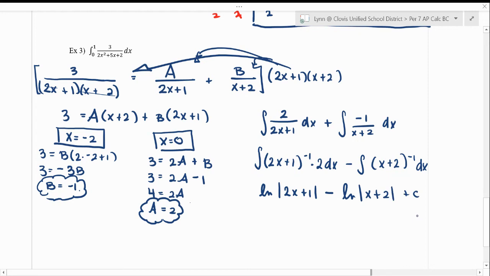And then plus c. And then one thing I do want to point out, just as a reminder, because they do this a lot of times on multiple choice, is they'll use properties of logs to combine these. And so an alternate answer to this would be just division. So 2x plus 1 over x plus 2. So that is also another possibility, so that when you're subtracting, you can just combine them through division. And that's it.